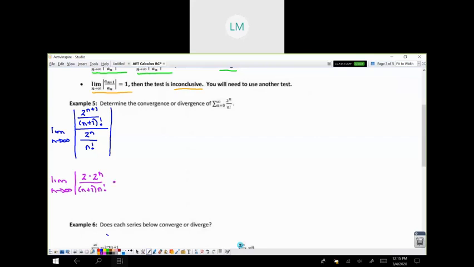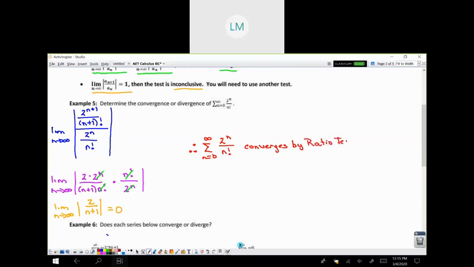We're going to multiply by the reciprocals. We have n factorial over 2 to the n. It's pretty easy to see what's going to cancel out. So we have the limit as n goes to infinity, 2 over n plus 1. That limit goes to 0. Therefore, the sum from n equals 0 to infinity of 2 to the n over n factorial converges by the ratio test.